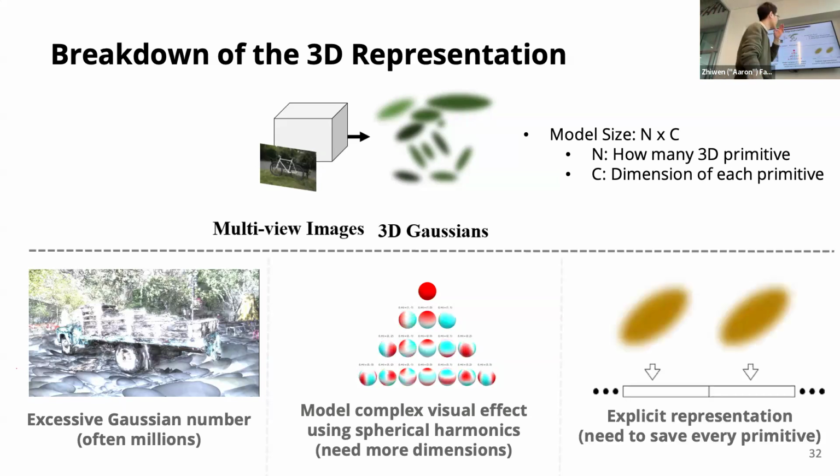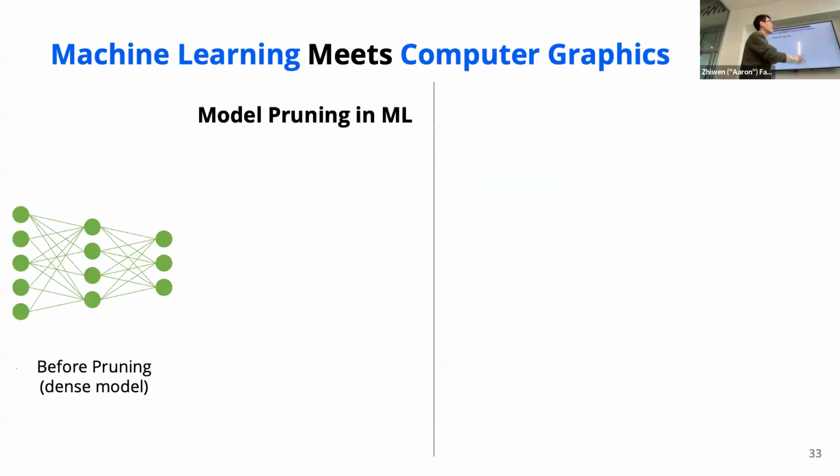And the last problem is it's an explicit representation, and there are no quantization techniques for this representation. We have to store each primitive individually, although they may be very, very similar, but still we have to store them individually. So that's why we are trying to use some machine learning techniques and bring them to computer vision, to graphics, right? In machine learning, they are trying to make the model lighter and faster based on the pruning technique.